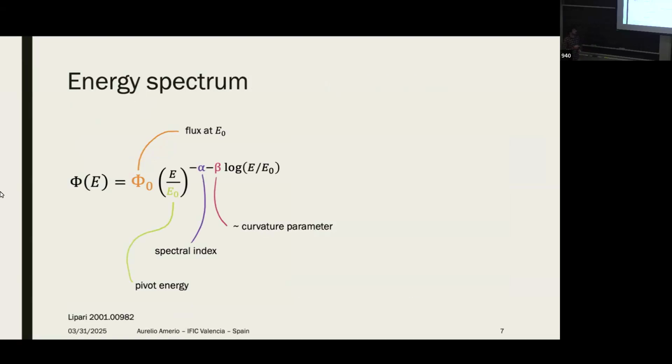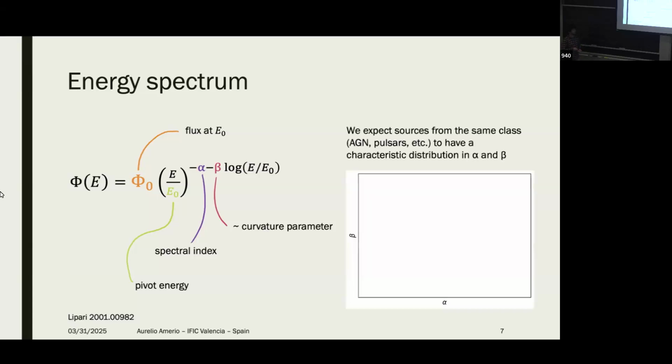In this formula, this term over here describes the shape of the energy spectrum. This term over here is the spectral index alpha that tells us how hard a source is, while the beta parameter tells us how curved the source is. And this term over here is just a pivot energy that we can choose, and we choose it as 1 GeV. And this is the normalization constant that fixes the overall flux.